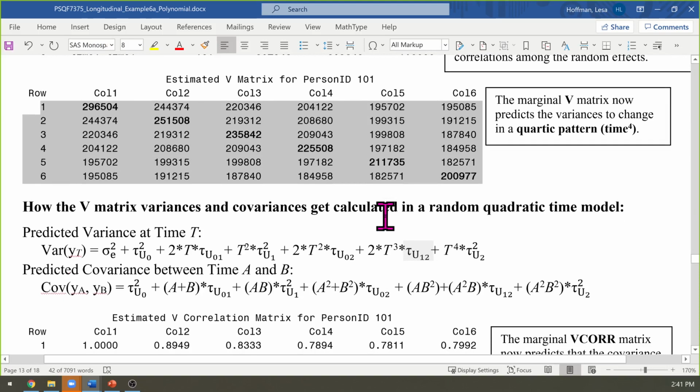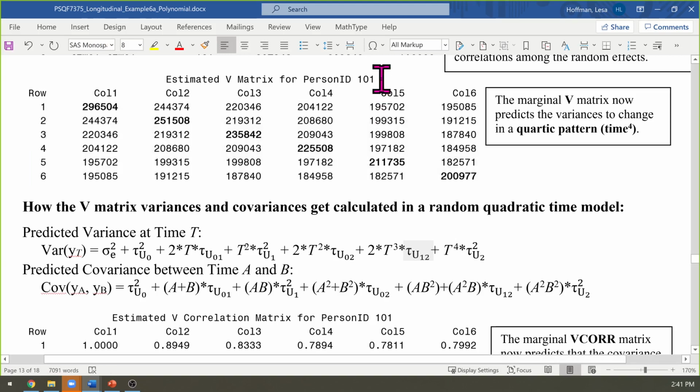Anywho. So this is an ugly pattern, but this is what the model says the V matrix looks like as a function of time. You'll note that it lists it specifically for person 101, because by default, when you ask for V to be printed, it does it for the first person in the data set. That means it's going to use that person's time values in showing what the model V matrix is predicted to be. You can actually ask it for any person in the data set's V if you have people who are measured at different times and you want to see what the impact of that is on the pattern.